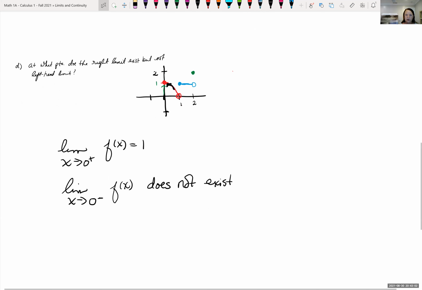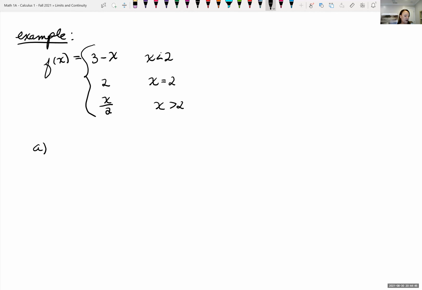Let's talk about another question real quick. Okay, so our next example, I'm going to do this without graphing it and show you how to do this algebraically. So we have another piecewise function. We're calling it f of x again. We have three equations. Our first equation is 3 minus x if x is strictly less than 2. Second equation is 2 if x is equal to 2. And the third equation is x over 2 if x is greater than 2.